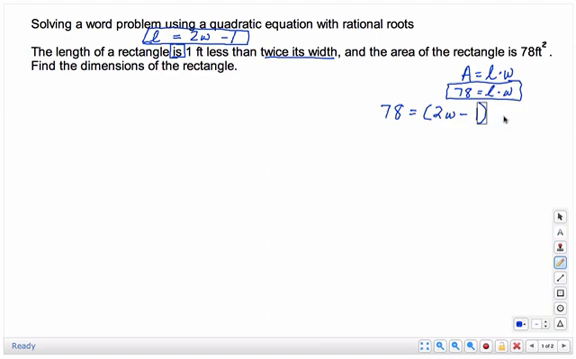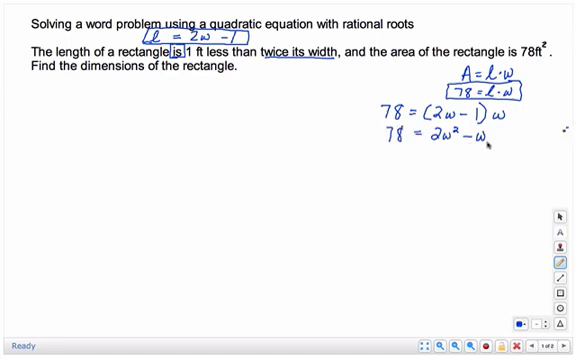I'm going to times that times W. Now, when we're looking at this equation, we only have one variable left, but we have two of them here. We have this multiplication, so we need to go ahead and multiply these together. We're going to take this W and distribute it to both of the terms inside of the parentheses. So 2W times W is 2W squared, and then W times a negative 1 is a negative W. Okay, I'm going to set that equal to 78.